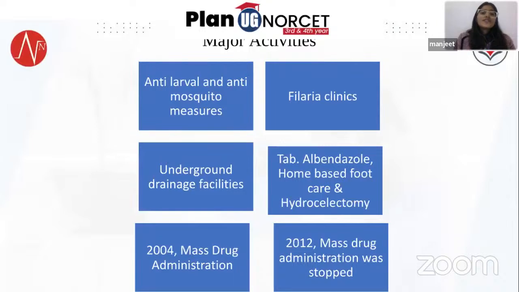Next is what are the major activities under the National Filaria Control Program. First is, as we discussed earlier, anti-larval and anti-mosquito measures. Filaria clinics lagane hain, jaise malaria clinics lagane thi. Underground drainage facilities honi chahiye. Kyun? Kyunki hume vector ka spread rokna hai. Theek hai? Next is tablet albendazole deni hai, home-based foot care deni hai and hydrocelectomy karni hai.